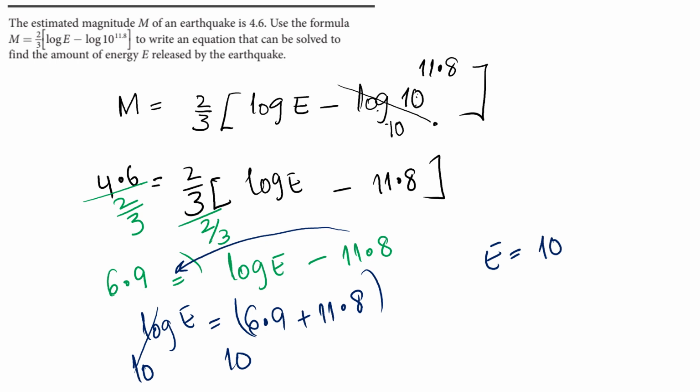gives you 18.7. Now write in the calculator 10 to the power of 18.7 and you will get 5.012 into 10 to the power of 18. Remember, I always round off to the third digit after the decimal because we have to write it as a rounded-off answer.